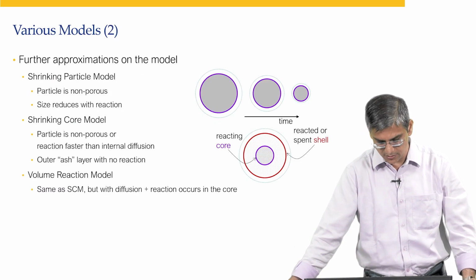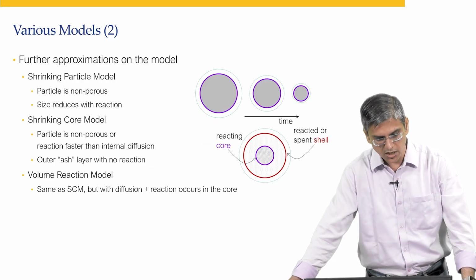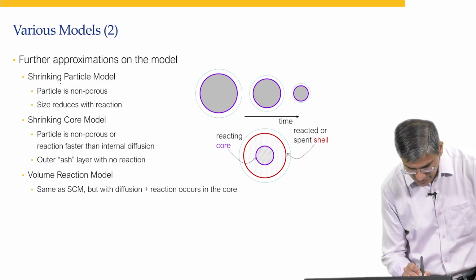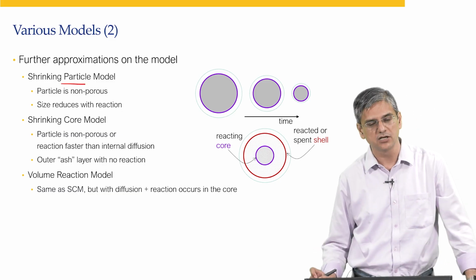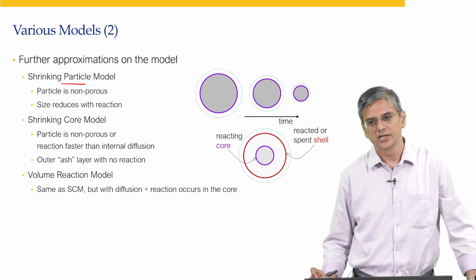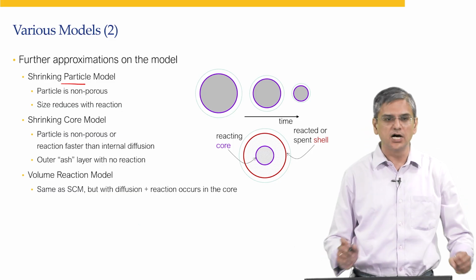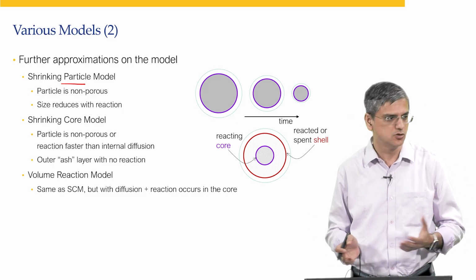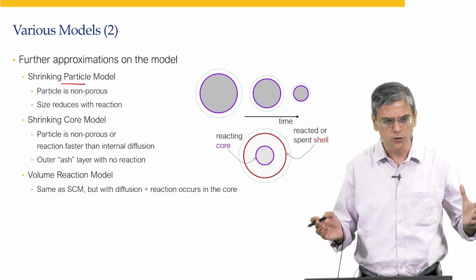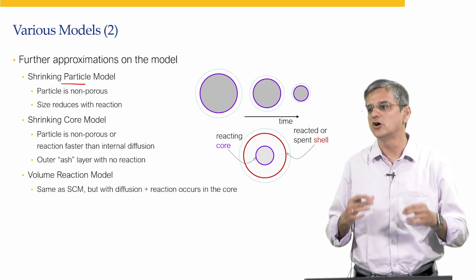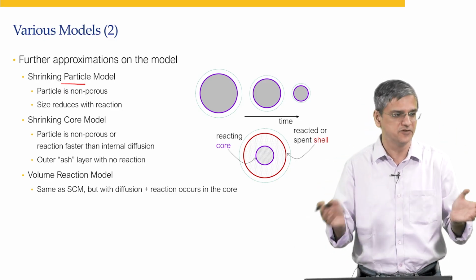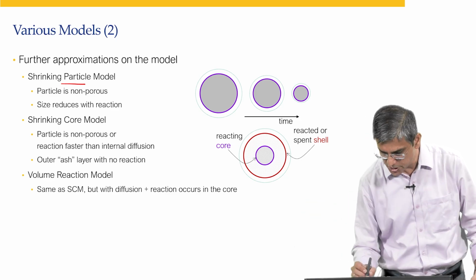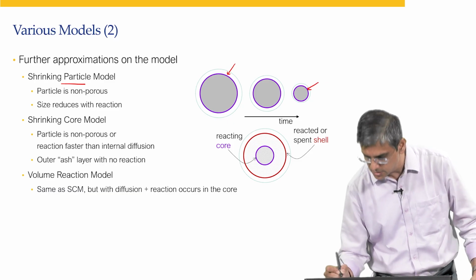We are, as I said, going to consider three different cases. The one case that we are going to consider is the shrinking particle model. We will assume that the particle is non-porous. Again, do we need that assumption? No. The particle could be porous, your analysis for the gas phase or the fluid phase only differs, your analysis for the solid phase remains the same. So, in the shrinking particle model, you go from this size to this size.